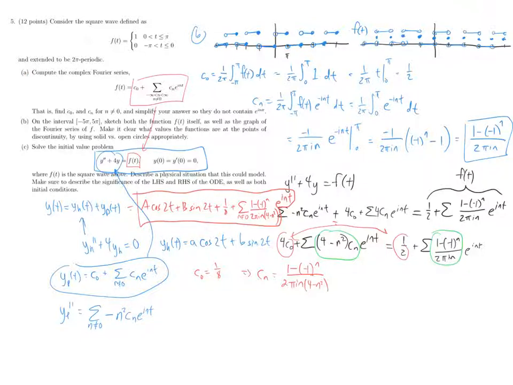So 4 points for this, 2 points here, 2 for the physical situation, and 4 for this. Now, I also said find the particular solution, solve the initial value problem. So use these initial conditions to find A and B.